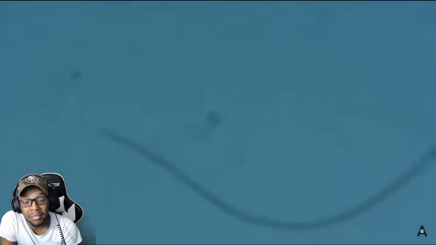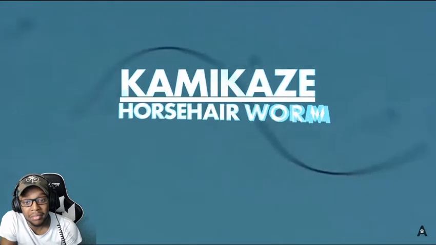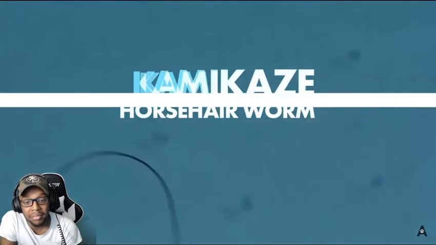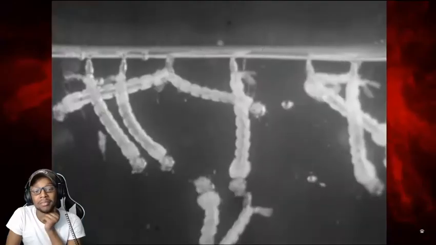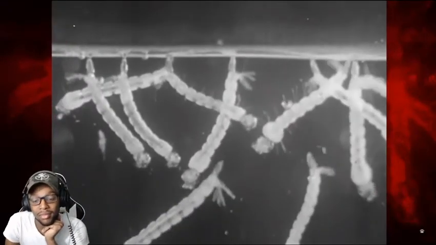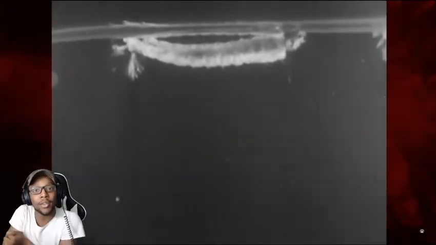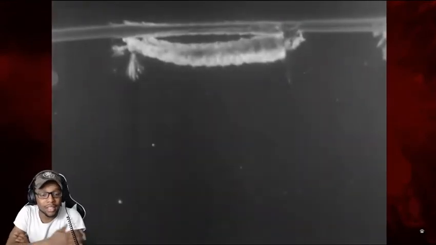Fortunately, the parasites found in water get a whole lot worse than flukes. The larvae of the aptly named kamikaze horsehair worm is born in water, where it is unknowingly gobbled up by other larval insects, like mosquito larvae. The mouth parts are now feeding at the water's surface.